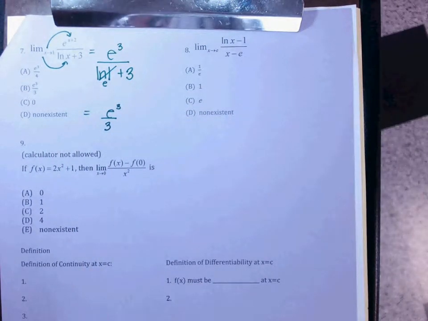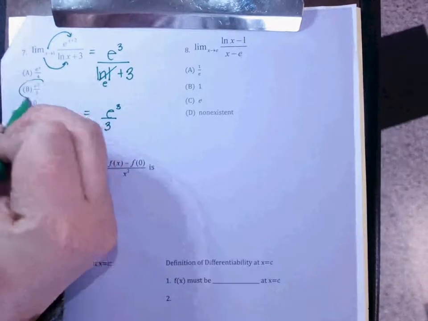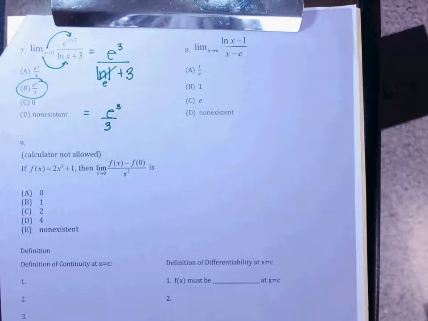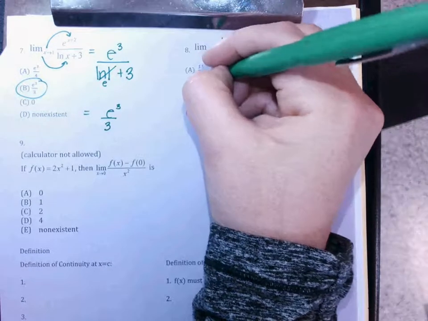Okay, so ln of 1 is just going to be 0. 0 plus 3 on the bottom is a 3, which means it would be e to the 3 over 3. Okay, now look at the next one. Can I plug in e there? No, you can't. What's going to happen on the bottom? 0. e minus e, can't do that. So you have two choices. You can factor and cancel, which is not going to work, or you can L'Hopital's rule it.